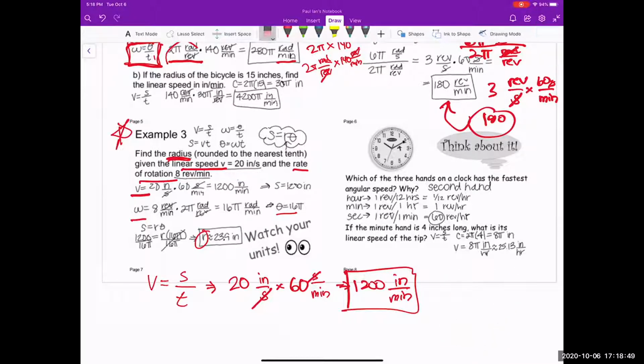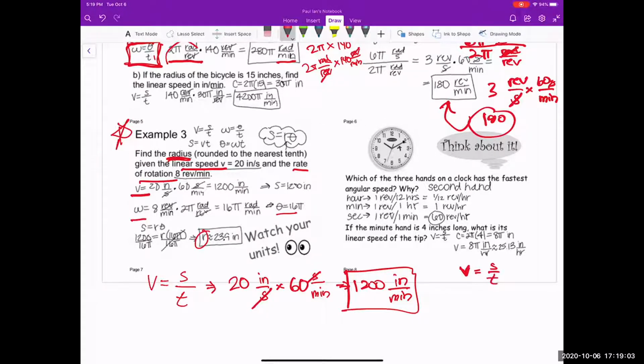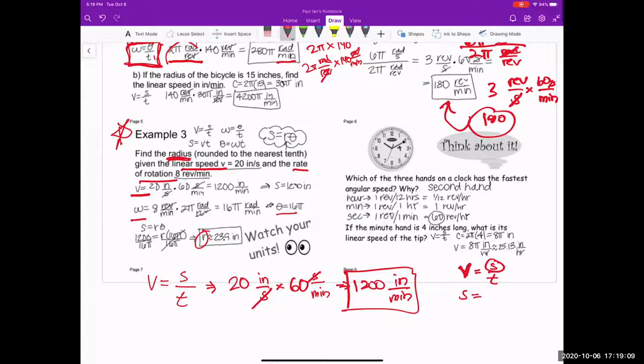Okay, let me try to break that down. You're given the speed, right? The linear speed is what? You tell me. It's s over t, right? Okay, you know that part. How do I get s from this? s equals what? r theta. V. Oh.